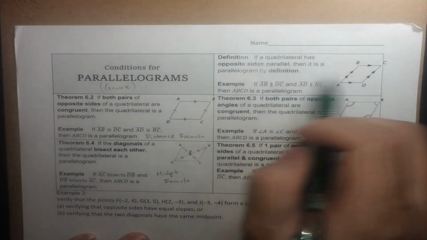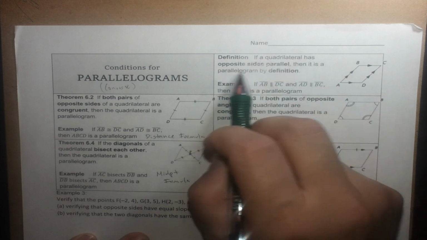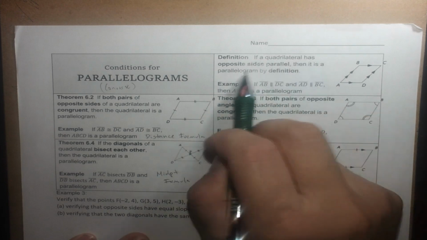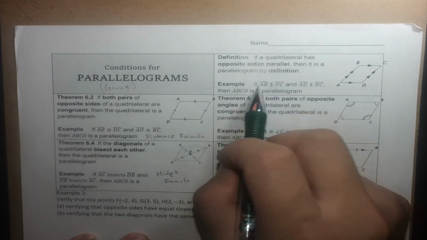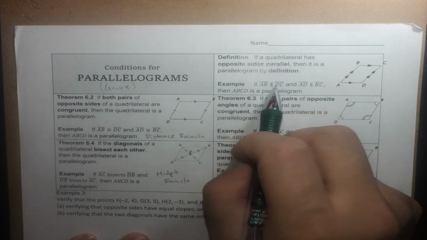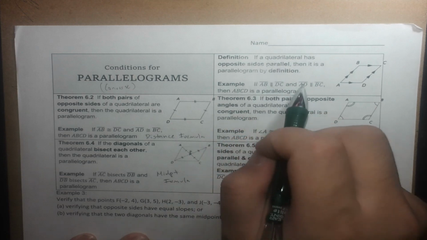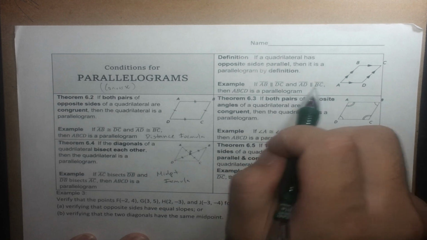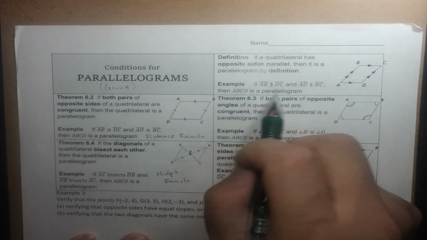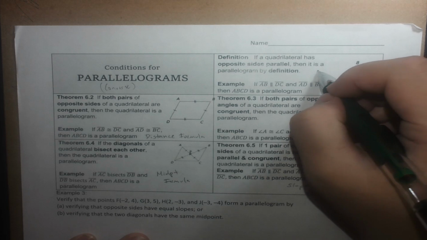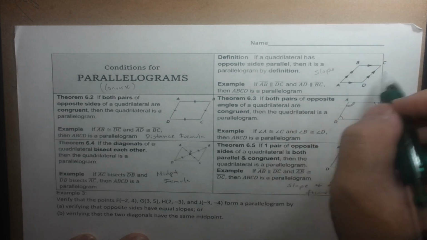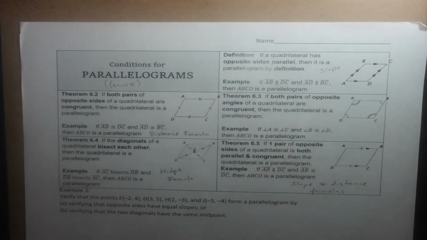Okay, so here's the definition. If a quadrilateral has opposite sides parallel, then it is a parallelogram by definition. So if line segment AB is parallel to line segment DC and line segment AD is parallel to line segment BC, then ABCD is a parallelogram. You can just use the slope formula to verify if they are parallel.